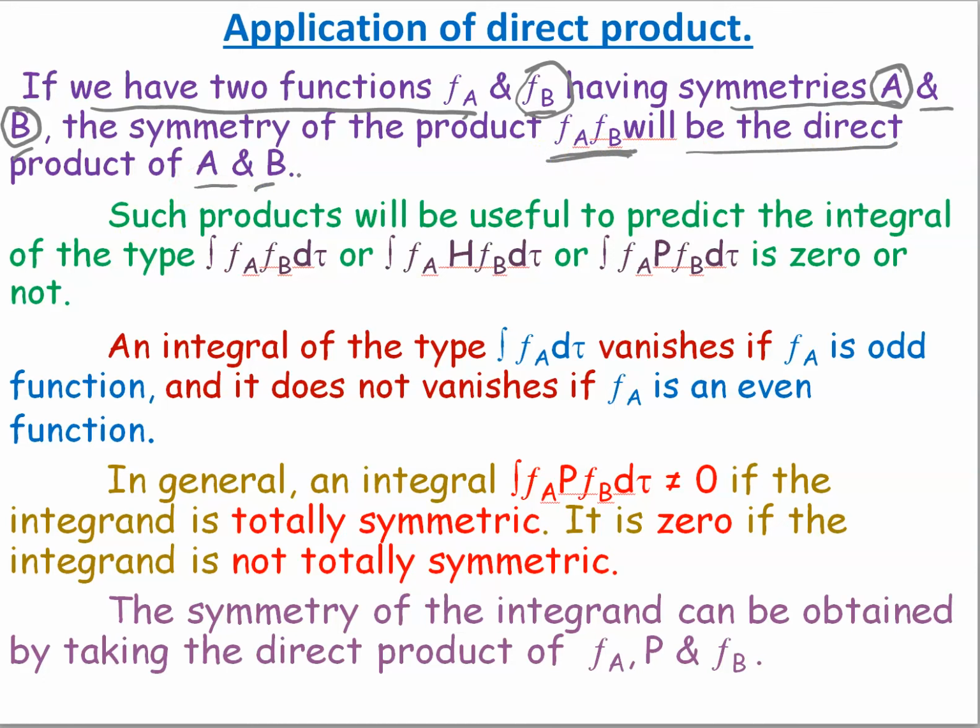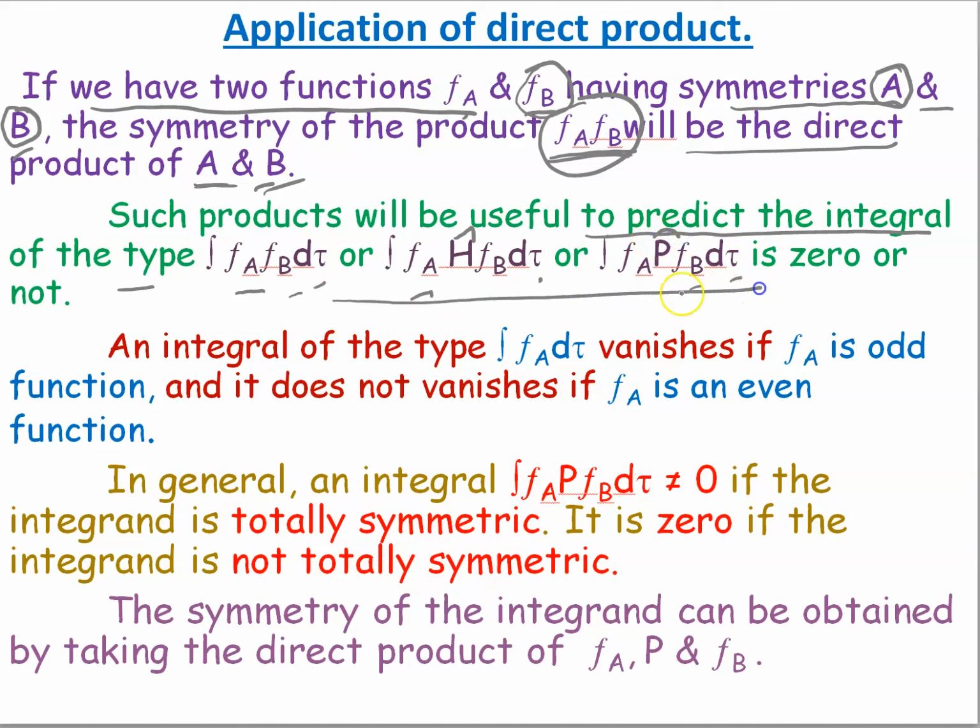Can you understand? That is, fa is the basis for a and fb is the basis for b. Then we are considering the product fa into fb. Then its symmetry, or its irreducible representation, will be the direct product of a and b. Okay, that you will understand later. Such a product will be useful to predict the integral of the type integral fa fb d tau, or integral fa H cap fb d tau, or integral fa P cap fb d tau.